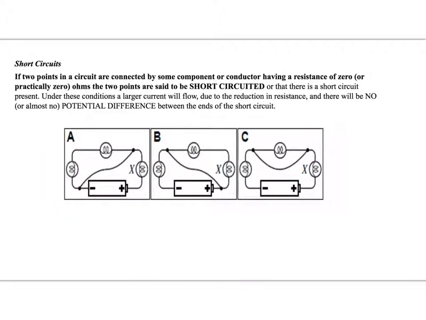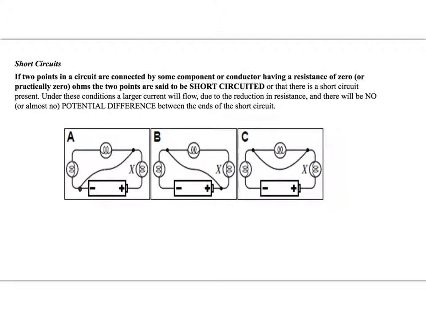In short circuits, if 2 points in a circuit are connected by some component or conductor having a resistance of 0, the 2 points are said to be short-circuited, or that there is a short circuit present. Under these conditions, a larger current will flow due to the reduction in resistance, and there will be no potential difference between the ends of the short circuit. Now, let's do these examples.